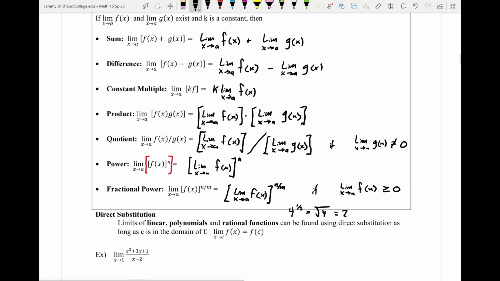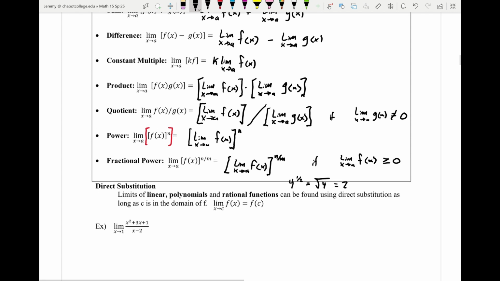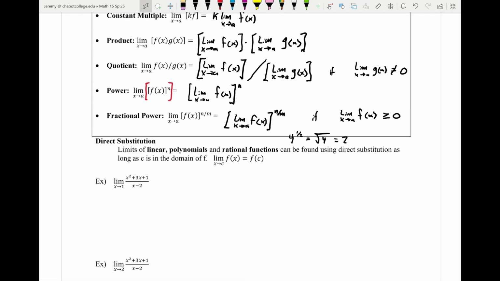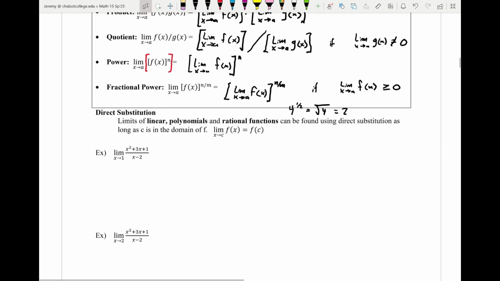So that gives us a nice little basket of properties that we can use to work with some of these limit problems that we're going to be evaluating in the next couple pages here.